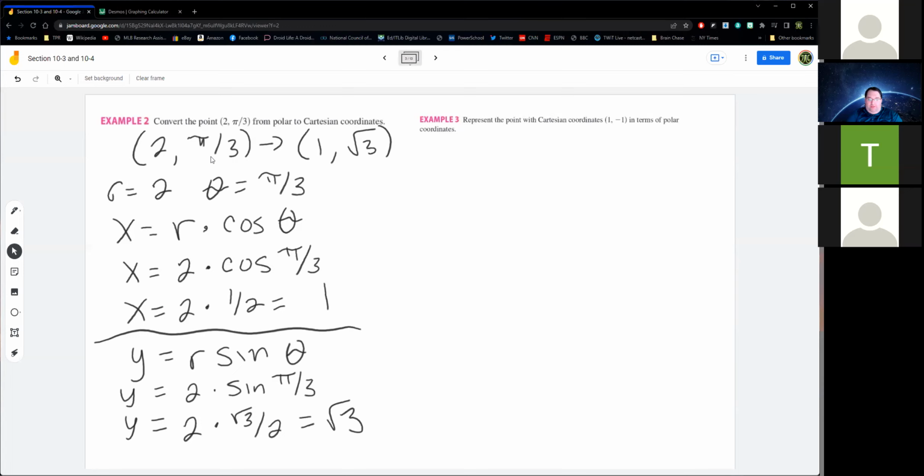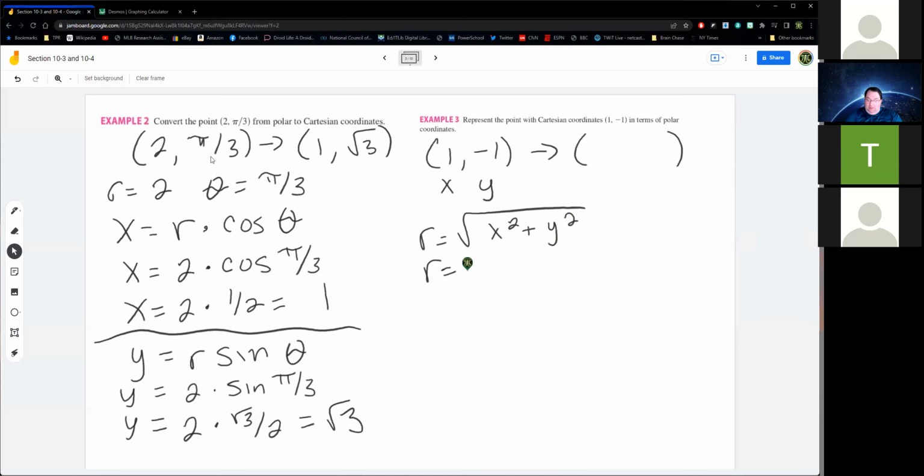All right, so now the next one, we're going to go the other direction. So we have 1, -1, and I want to change that over to the r and the theta. So in this case, I've got x is 1 and y is -1. So let's look at my radius formula. I'm going to simplify this a little bit and just put it as the square root. So I've got r equals the square root of 1 plus 1, which equals the square root of 2. So r is the square root of 2.